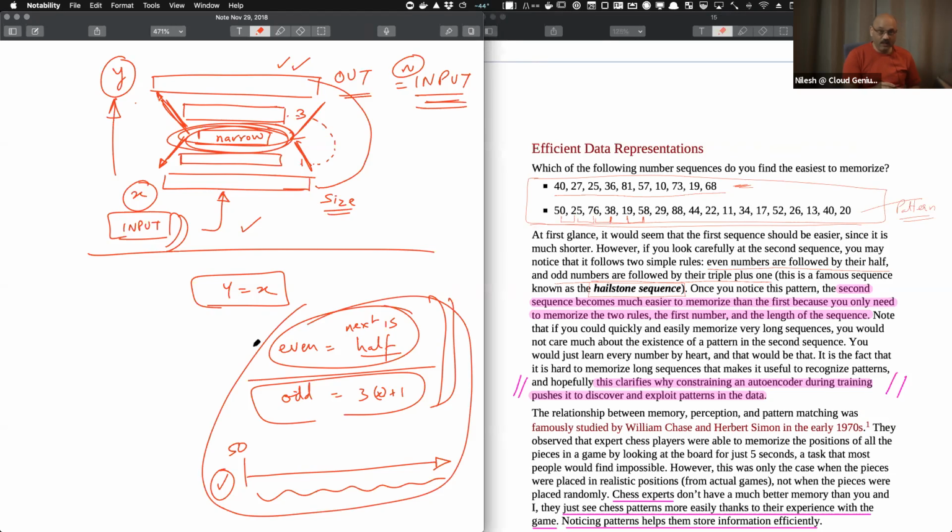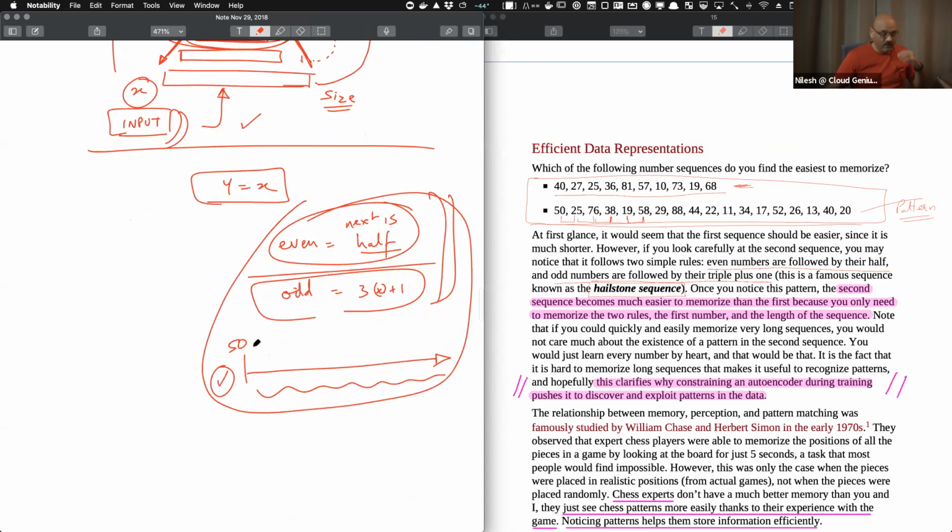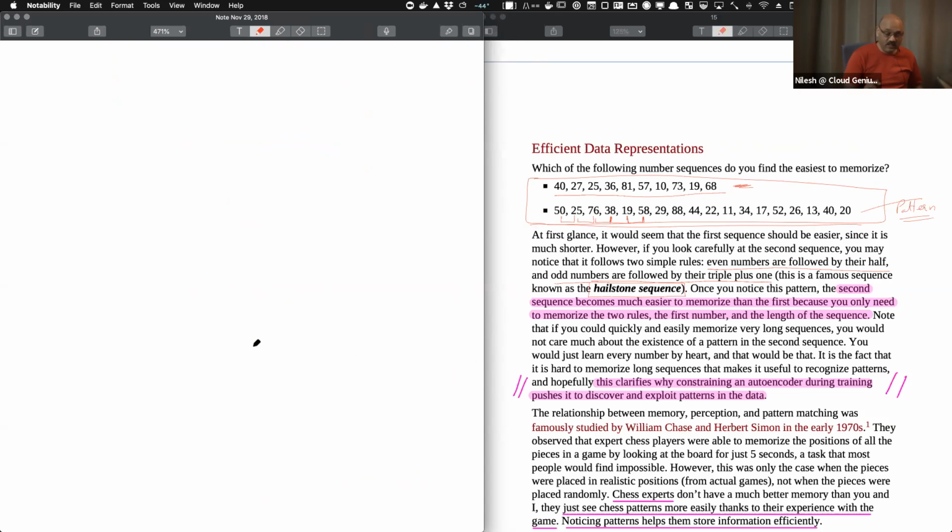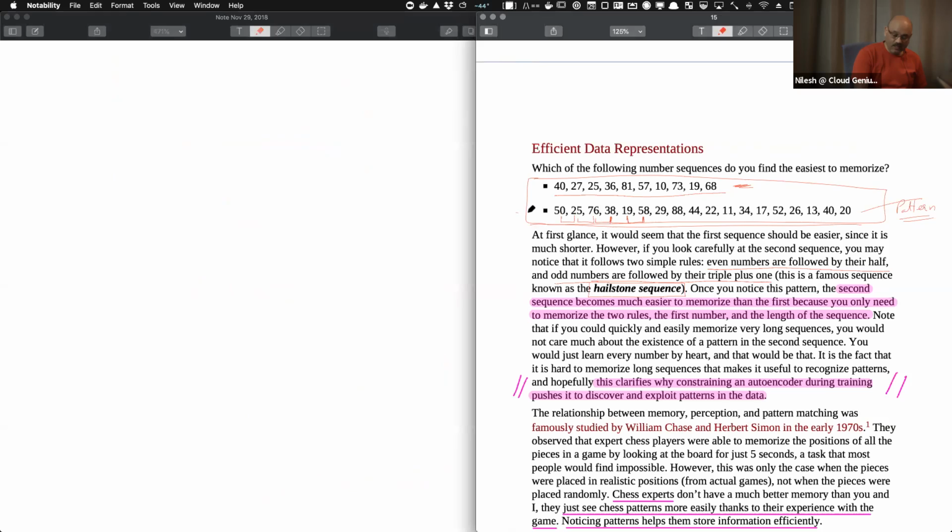So what we are really looking at is the understanding of the concept that we are putting constraints and feeding this data, this one, so let's call this A and B.